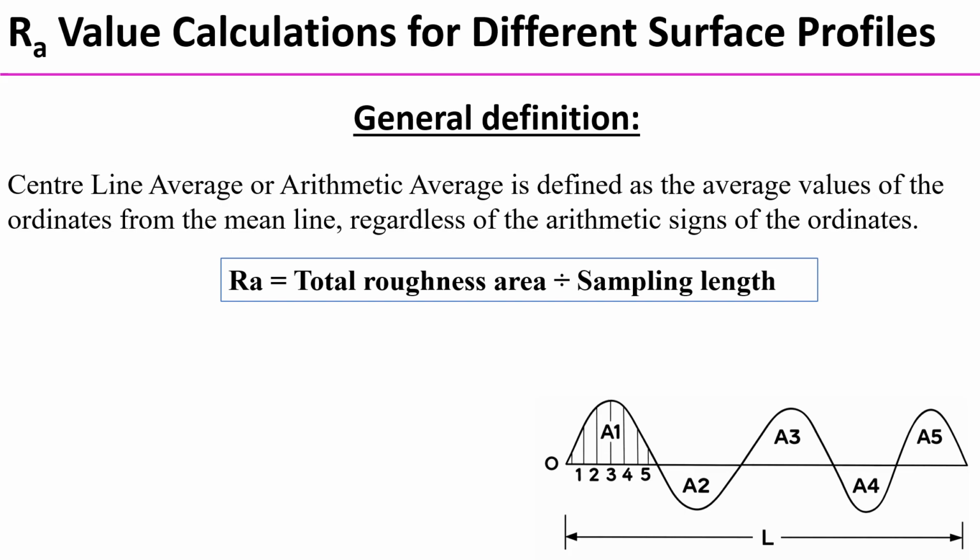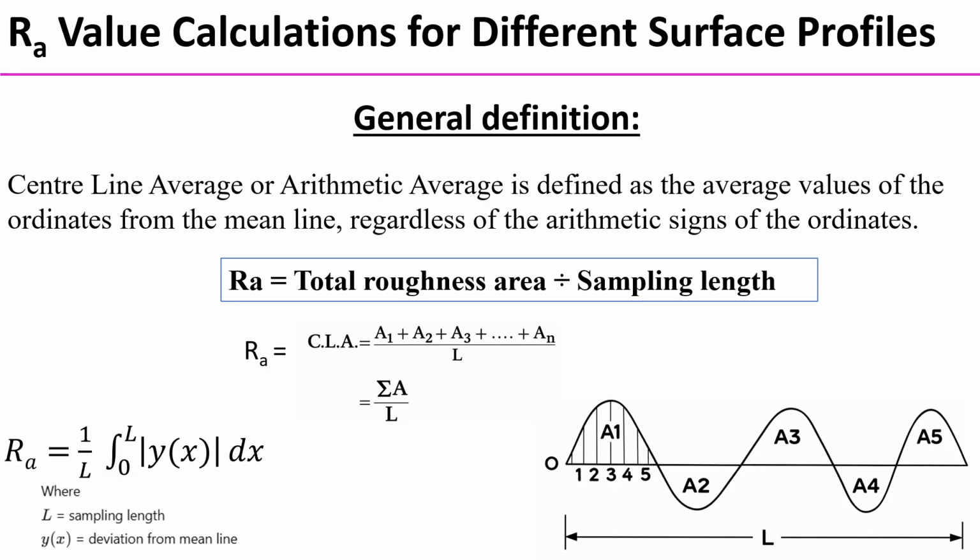So Ra is defined as the total surface area divided by the sampling length. Let's observe the schematic picture. Here capital L is the sample length, and A1, A2, A3, A4, A5 represent the areas of the surface roughness. Then the Ra value is A1 plus A2 plus A3 up to An divided by capital L. So Ra can be represented as the summation of all the areas divided by capital L, that is Ra equal to summation of A divided by L.